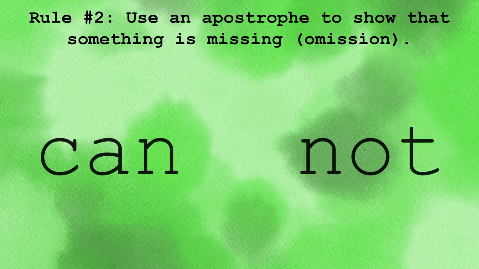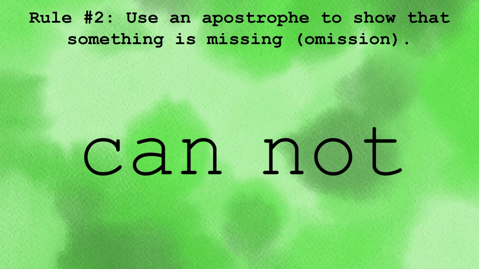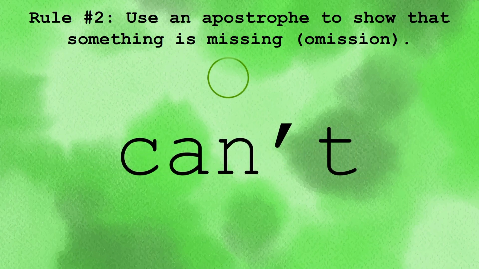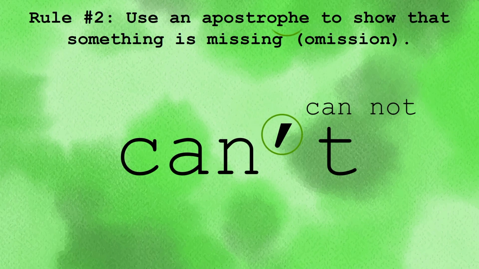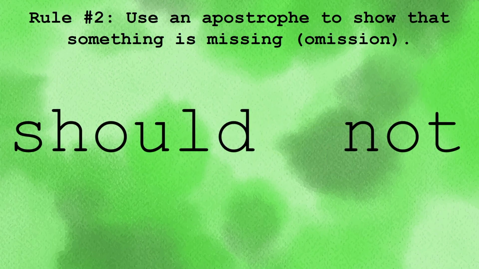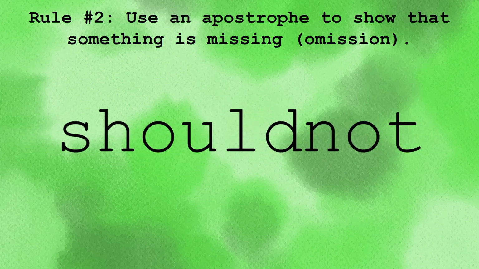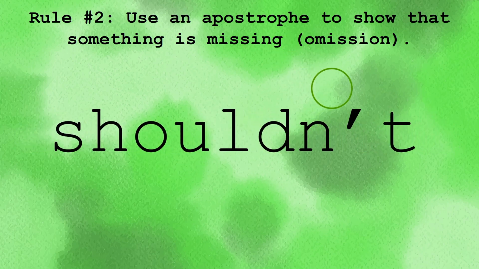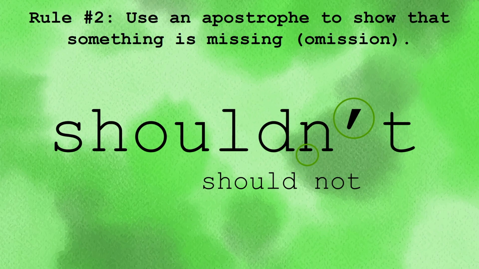For example, when we squish the words can and not together to make can't, the apostrophe goes where the missing letters were, in that case N and O. Those two letters have been omitted, so we put an apostrophe where they used to be. Or when we squish should and not together, we get shouldn't. The apostrophe comes where that missing O was. Should, N, apostrophe T.